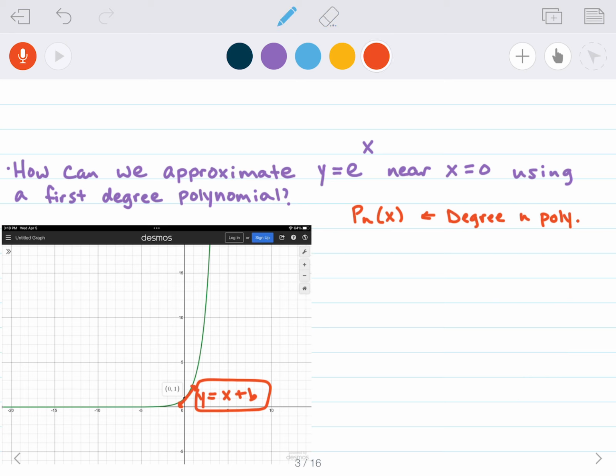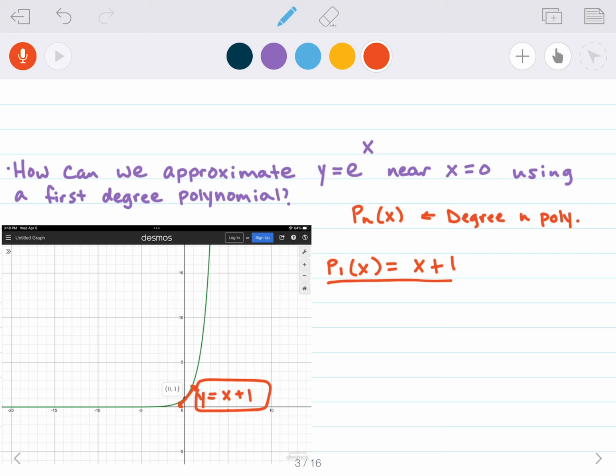Since this is a degree 1 polynomial, I would say P1 of x is equal to, did I put b right there? I meant to put 1. P1 of x is equal to x plus 1. So that is our degree 1 polynomial. So this thing is going to approximate e to the x at points around 0. So let's see what that means here.